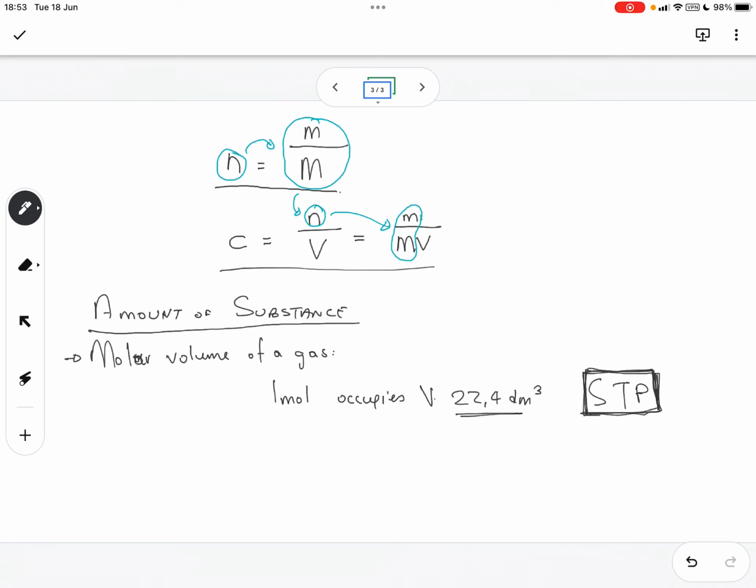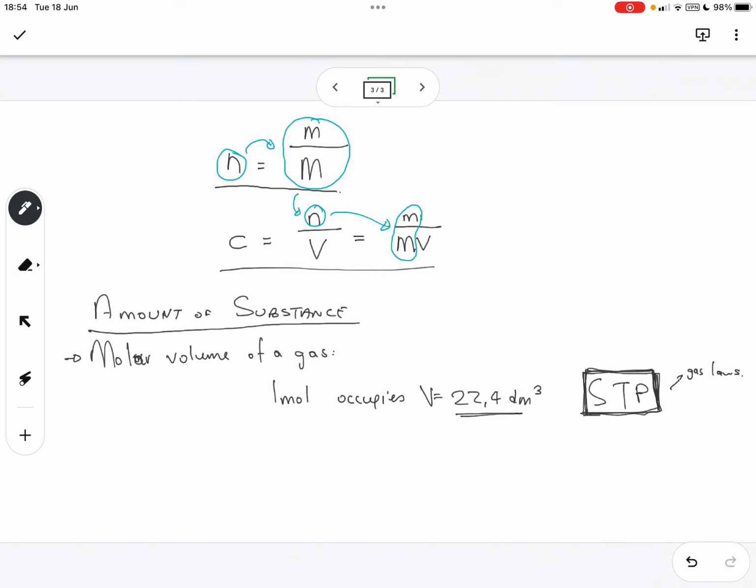22.4 dm cubed. And when we do our grade 11 physics on this part, we'll talk about this and gas laws, okay? Gas laws. All right.